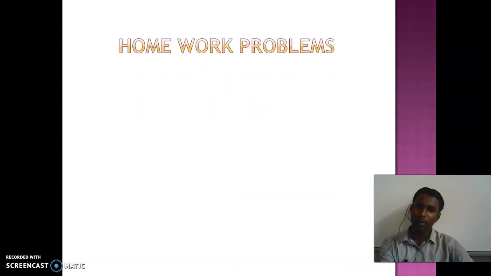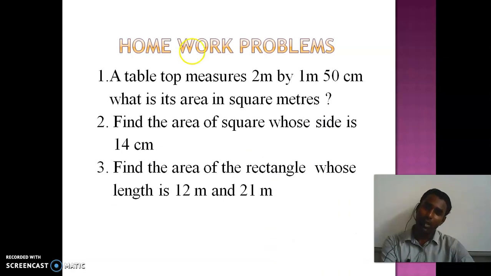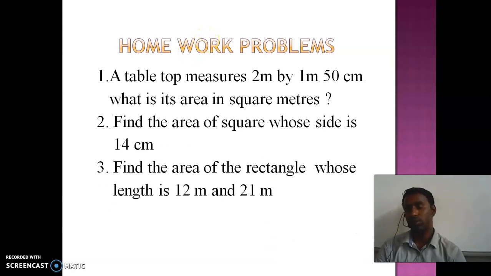Okay, here are the homework problems which I gave. How to do them? I'll just give a hint. You just solve the homework problems. First one, a tabletop. A tabletop measures 2 meter by 1 meter 50 centimeter. What is its area in square meters?